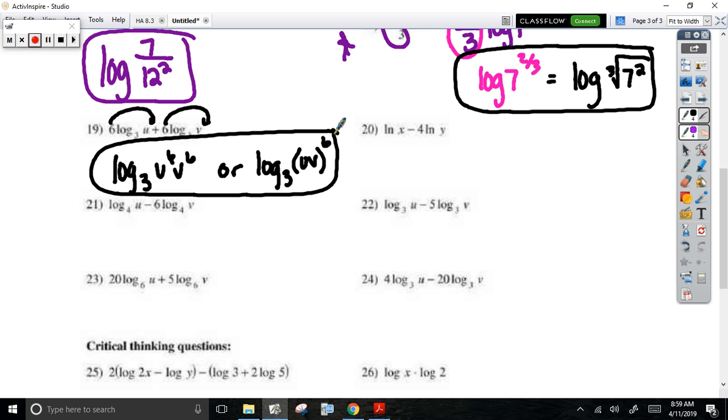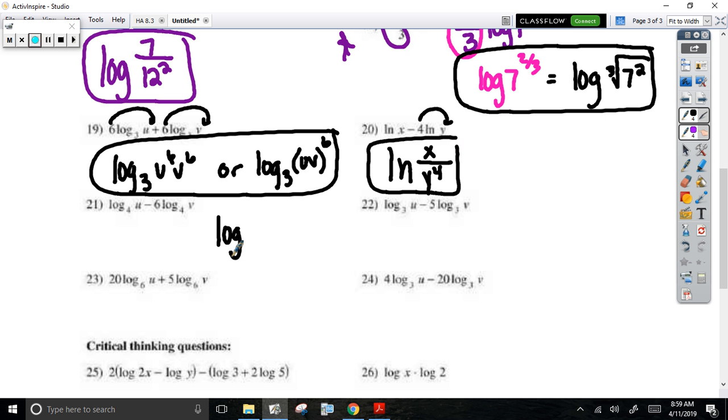The next one has our natural logs. Remember, it doesn't change anything, it just means the base is an e. So this should be the natural log of x divided by y to the 4th. The 4 goes back up. 21, same thing, we have subtraction and a power. So we'll have log base 4 of u divided by v to the 6th.